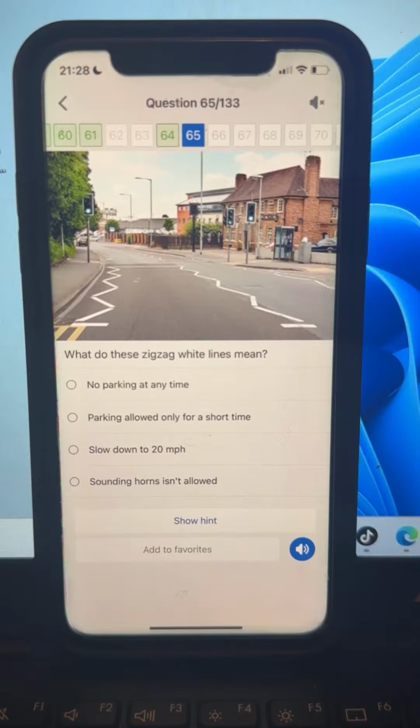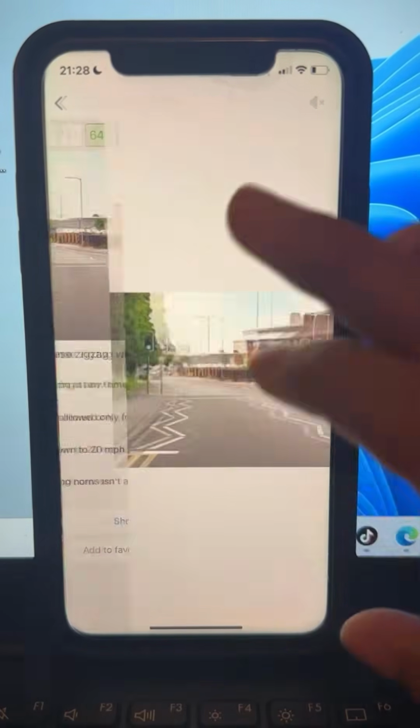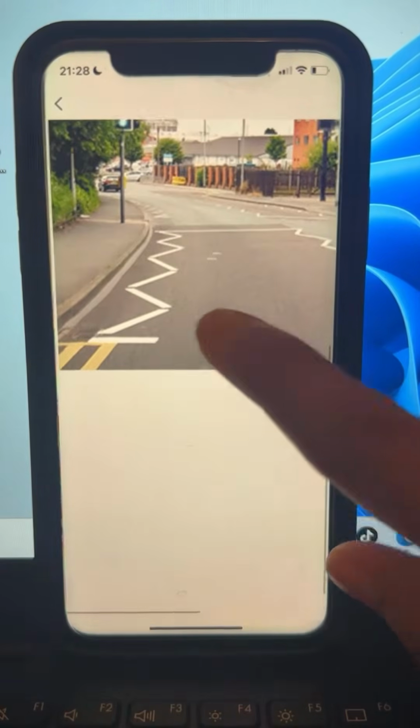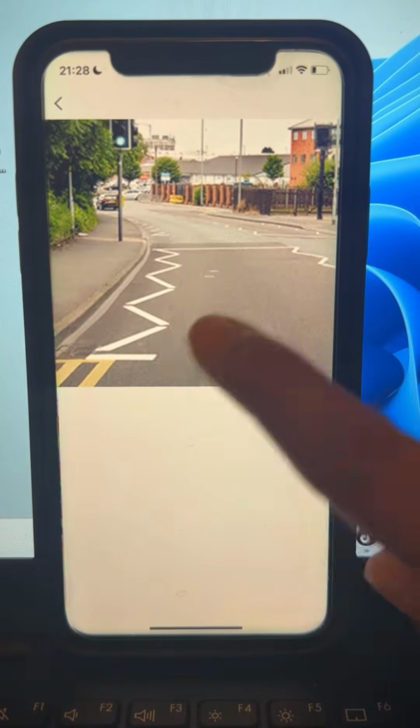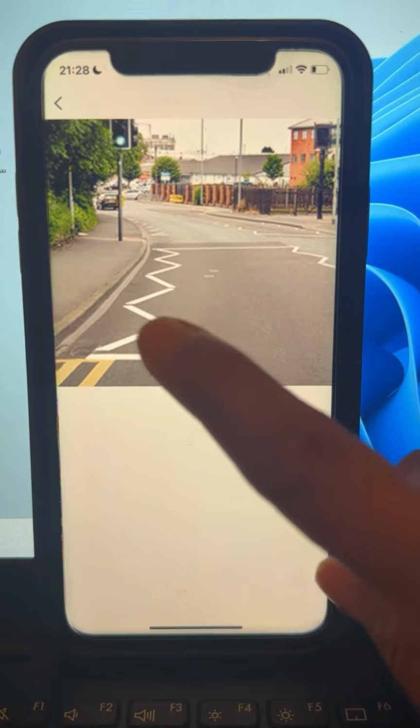It's not about sounding the horn. These lines have nothing to do with sounding the horn, okay? They are not telling you to sound your horn. If you've been driving and you see these lines, they're not telling you to sound your horn. No.